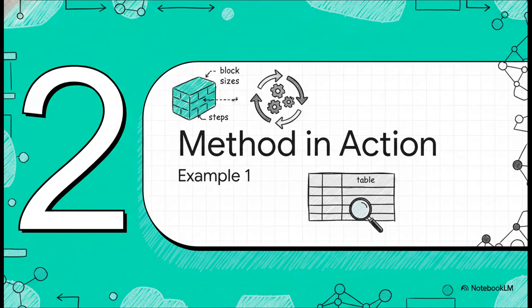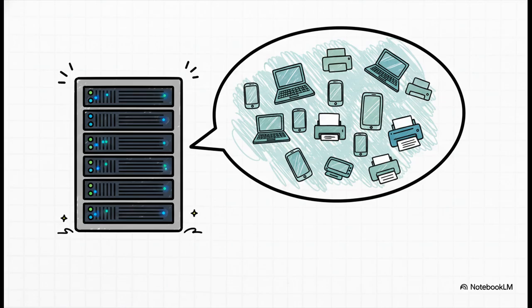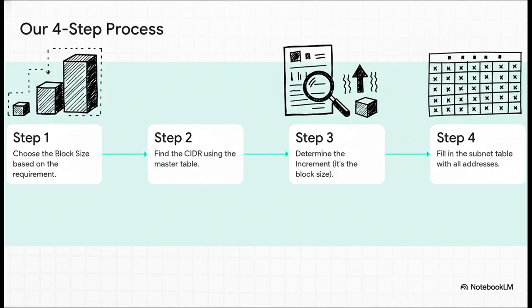All right, enough theory. Let's actually put this into practice and see how easy it is. We're going to take a really common request and solve it step by step using only our rules and that awesome little table. Here's our first problem to solve. We're starting with a basic network, 192.168.1.0/24, and one of the departments tells us, hey, we need 25 IP addresses for all our new computers. We're going to follow these exact 4 steps. It's like a recipe. First, pick the block size. Second, use the cheat sheet to find the right CIDR. Third, figure out our increment, which, spoiler, is just the block size again. And finally, we fill in the blanks on our chart.